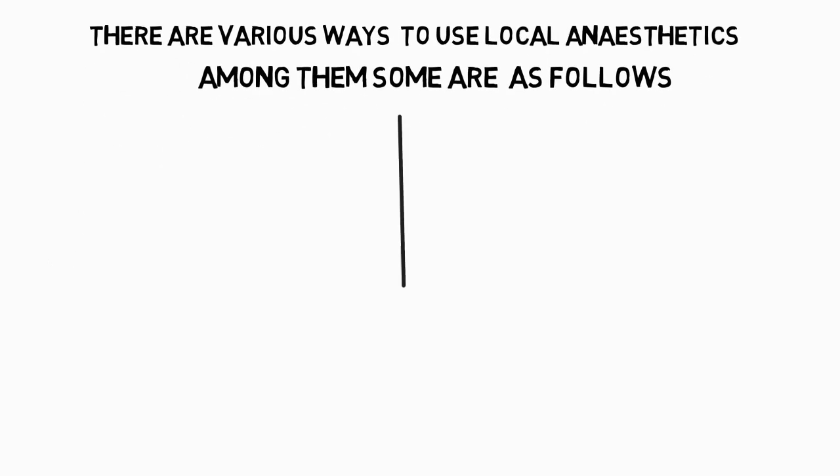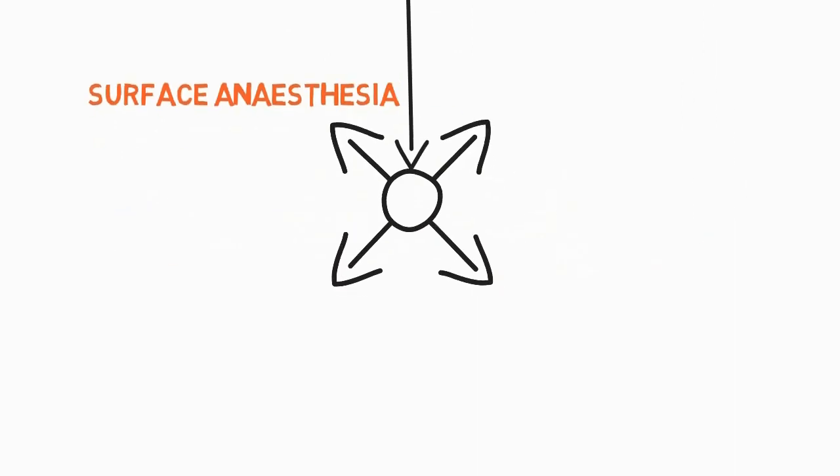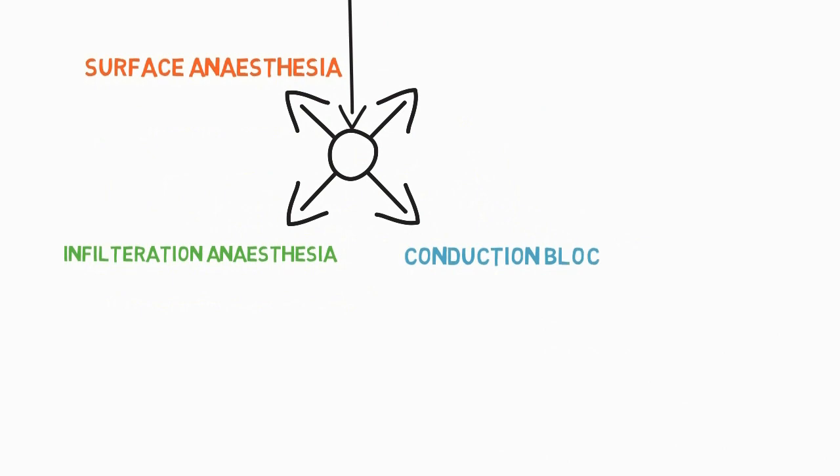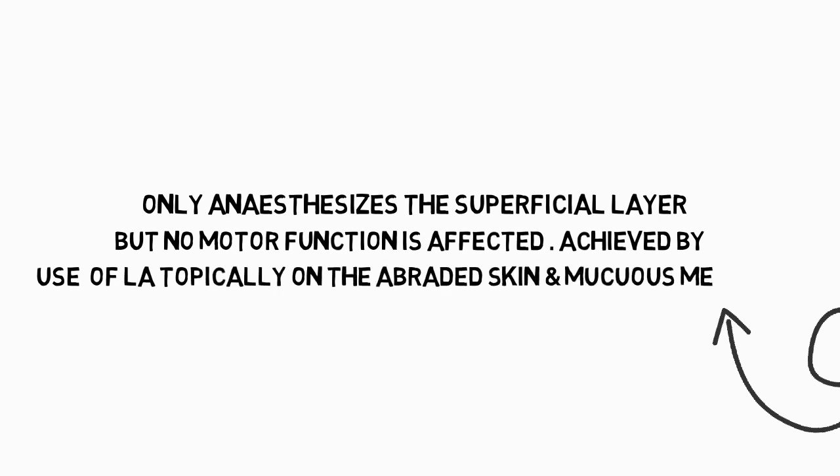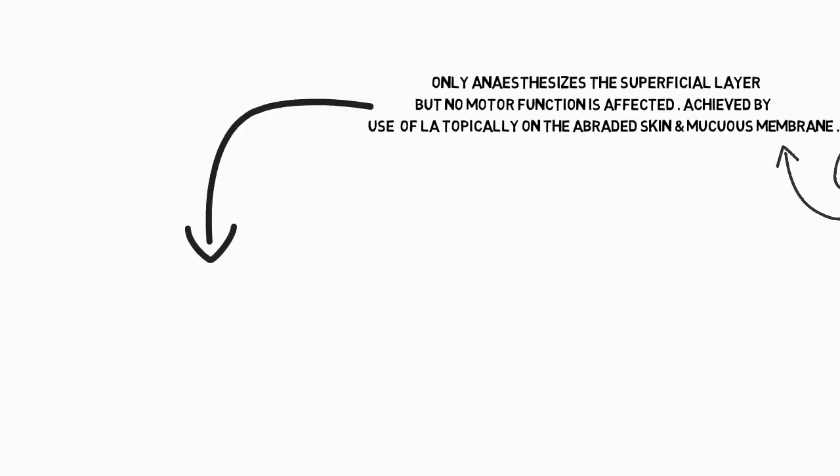Techniques of local anesthesia. There are various ways to use local anesthetics. Among them, a few are as follows: surface anesthesia, infiltration anesthesia, conduction block anesthesia, and spinal anesthesia. Surface anesthesia. As the name suggests, it only anesthetizes the superficial layer, but no motor function is affected. It is achieved by use of local anesthetics topically on abraded skin and mucous membrane.